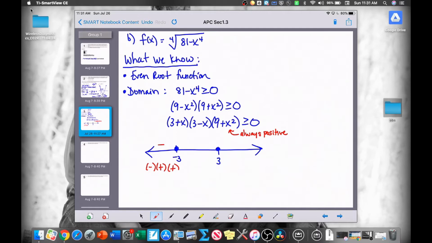Now let's pick a number between negative 3 and 3. How about 0? Right here I chose negative 4. Here I'm choosing 0 to plug in.